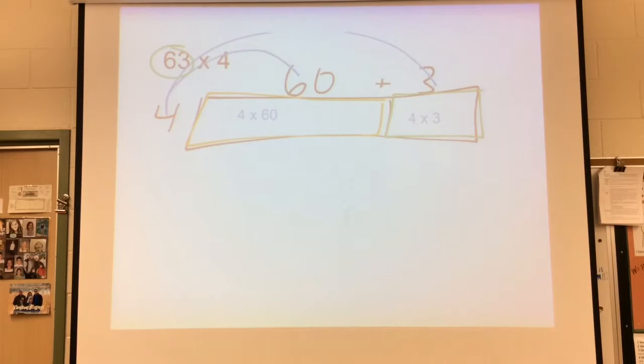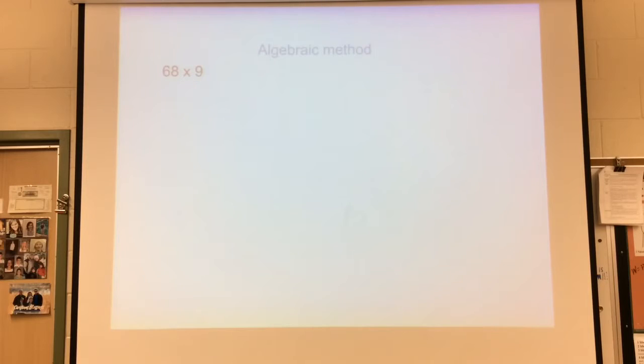So we're taking 63 apart and doing 60 and 3, and then at the end, we're putting those back together to get our actual answer, which is 252.